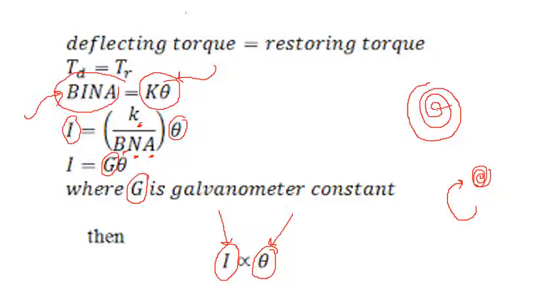So at equilibrium, remember, at equilibrium, the torque due to magnetic field will be equal to torque due to spring, and the spring is basically in this shape. So we also call this a torsional spring.